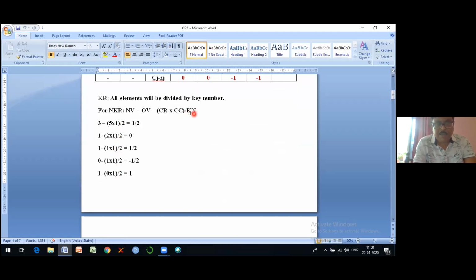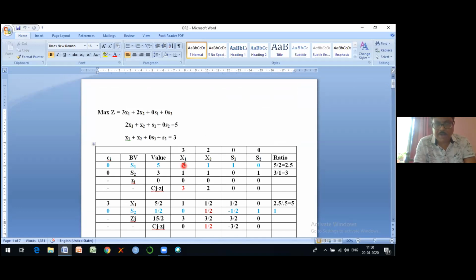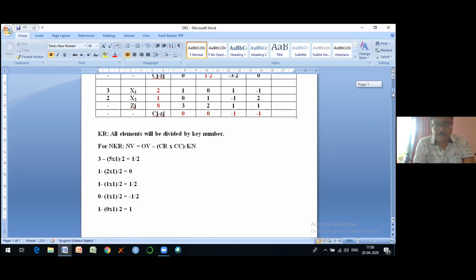And divided by key number. So we have already got the key number. That's the intersection point of key row and key column. This is your intersection point. This is called key number. So we have to divide by key number. Everywhere we have written 2, 2, 2, 2, 2. Then the value is coming 3 minus 5 by 2, that is half.